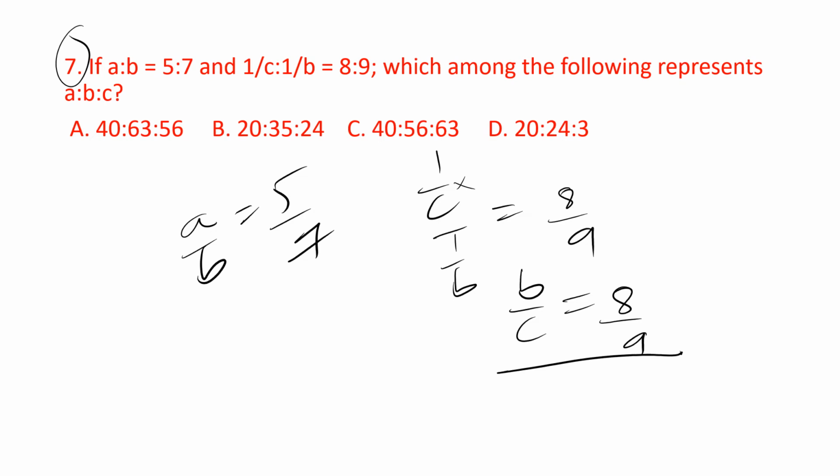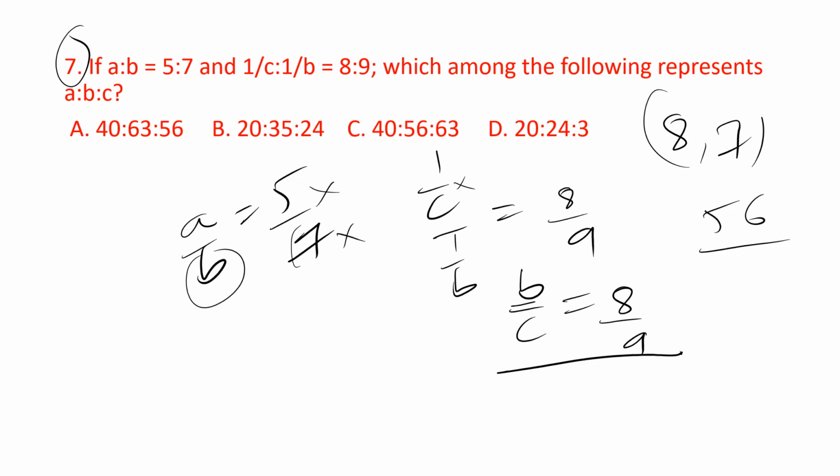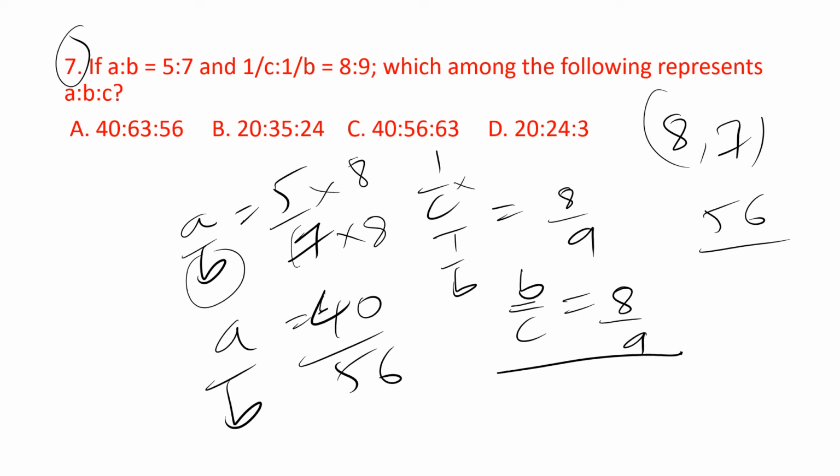If you observe, the common term is b, but here the b value is 7 and here the b is 8. So 8 comma 7, we need to take the LCM. The LCM will be 56. So we need to multiply both the numerator and denominator to get the 56. We multiply here with 8, 40 by 56, and a by b equal to 40 by 56. Here, both numerator and denominator multiplied by 7, 56 by 63.